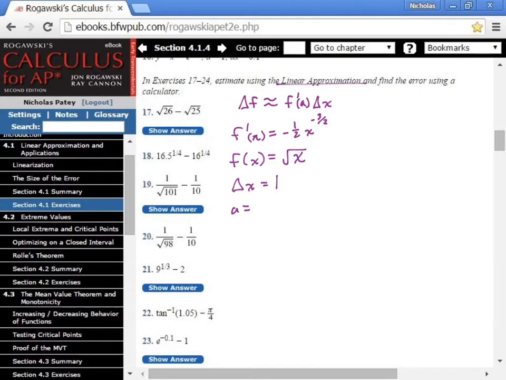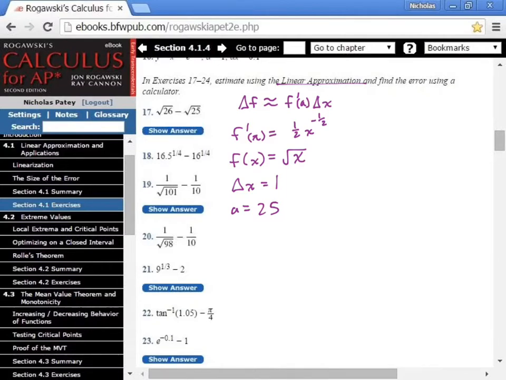But what is the a? Is the a going to be the 26 or the 25? 25. Yeah, 25. You're right, that shouldn't be a negative. I don't know why I said that. Oh man, I totally messed up that derivative. It should be 1 over. Mr. Patey, don't do derivatives in your head. All right, sorry. X to the negative 1/2, like that. There you go. Sorry.